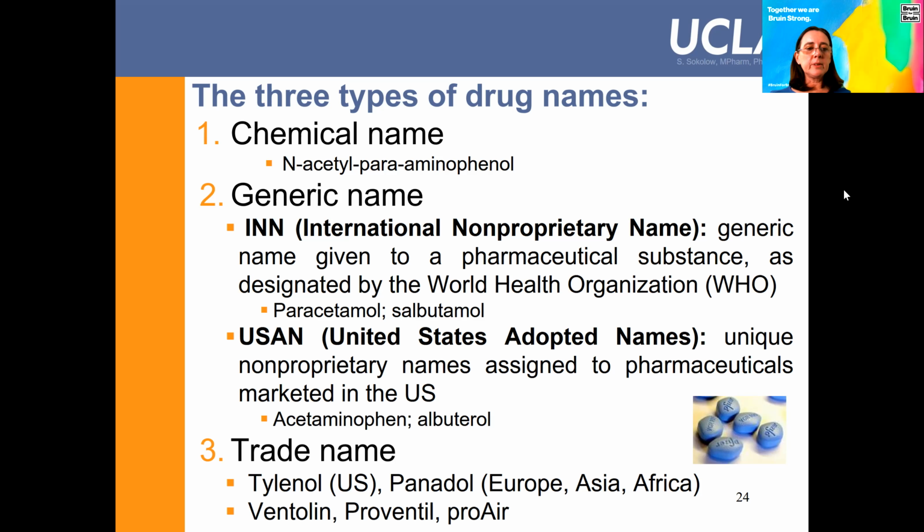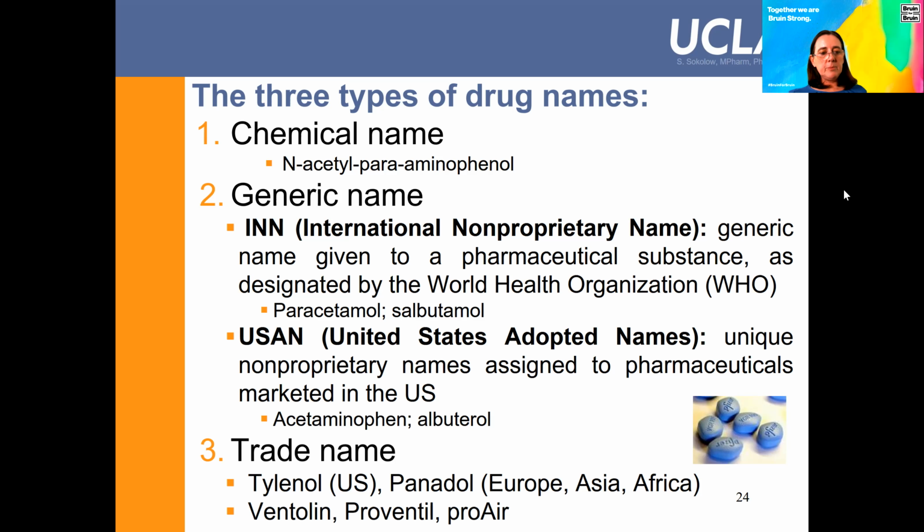And then the USAN is a unique non-proprietary name assigned to pharmaceuticals marketed in the US. So acetaminophen in that situation. But as I said, in 99% of cases, the INN and the USAN names are the same. Another exception is salbutamol and albuterol, which are the Proventil, the ProHair.